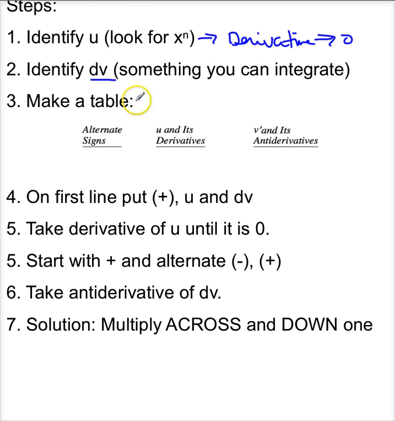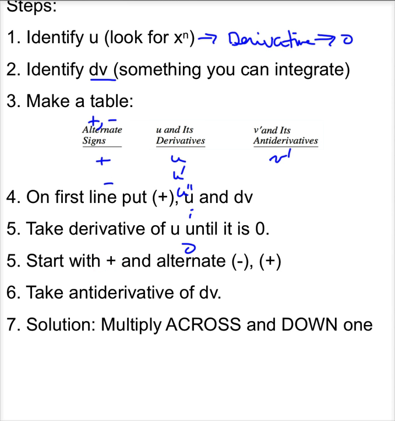Make a table, and usually I don't write the word alternate signs, I put plus, minus. And then I'm going to put u and all of its derivatives. So whatever u is, and then I'm going to find u prime, u double prime, etc., until I come down here and u is 0. Next, I'm going to find v prime, and then I'm going to start the integrations. Now for signs, you always start with positive, and then you go to negative, and then you go to positive, and you keep going down.